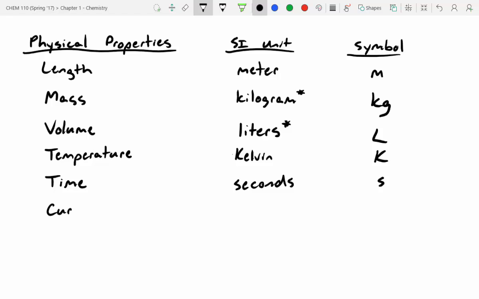Next one is common in physics, but not as common in chemistry. It's current, so electric current. Does anybody know how we measure that? Amps. Yeah, it's confusing. So volt is potential, amps is current. So a lot of times people confuse those two. And we have an uppercase A.